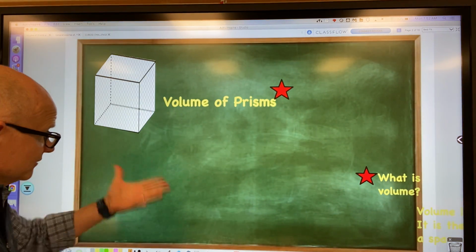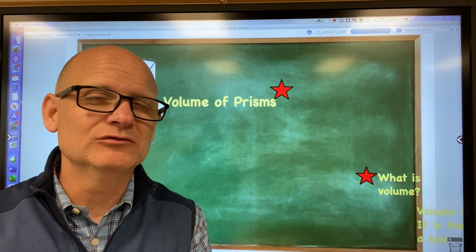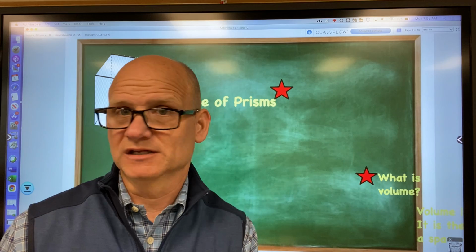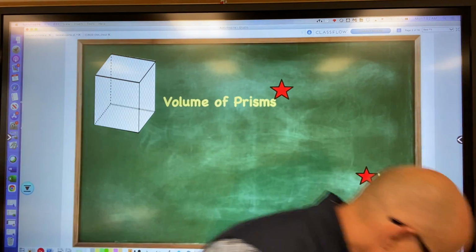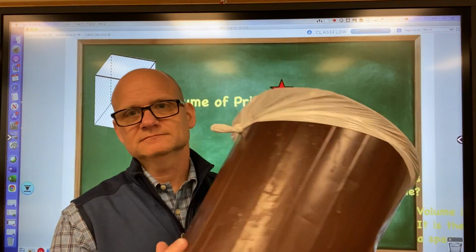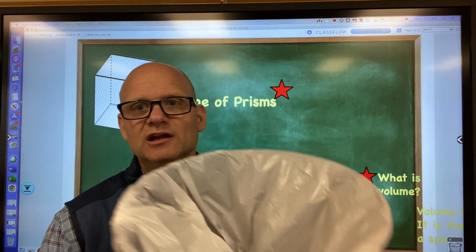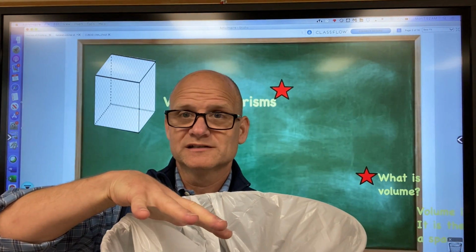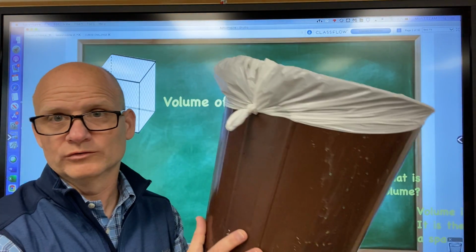So we're going to talk about how to find the volume of prisms. Well, first let's understand what it means when you say the volume of this shape is 125 cubic centimeters. So this trash can holds so much water. It holds trash too, but you can start filling it up with water. Well, it can only hold so much. That's volume. Volume just means how much an object can hold.